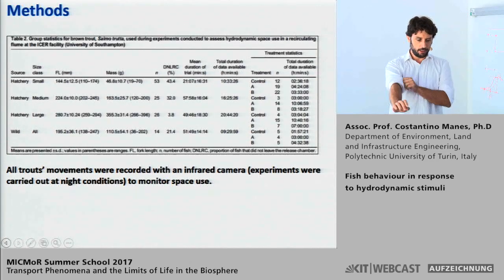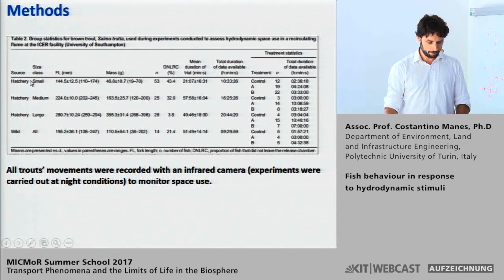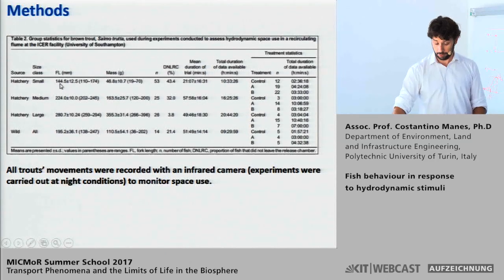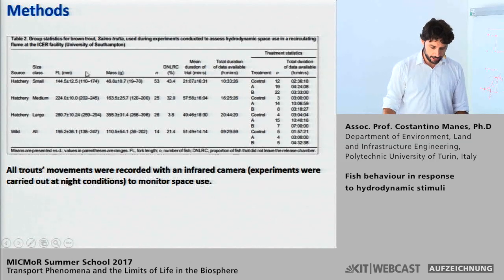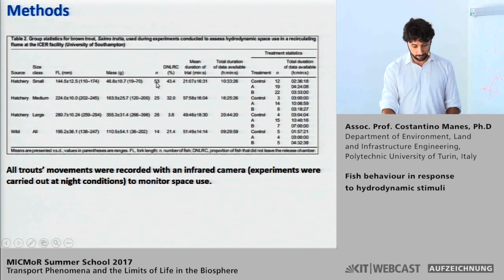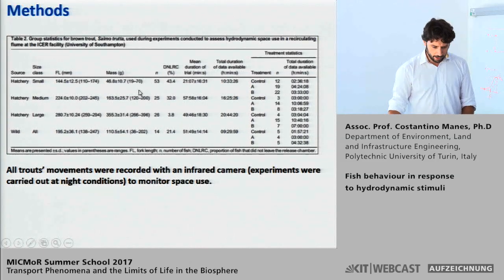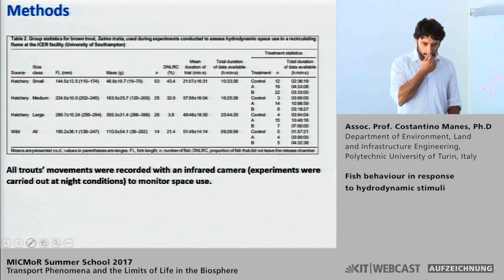What sort of fish did we use? Brown trout, again. As the source, we got some hatchery fish, and we divided them into small, medium, and large size classes, ranging from a length of 14 centimeters up to 28 centimeters for the large trout. Quite a few experiments. This is a very time-consuming and very difficult experiment to do. 53 trout for the small, 25 for medium, let's say, and 26 for the large trout.